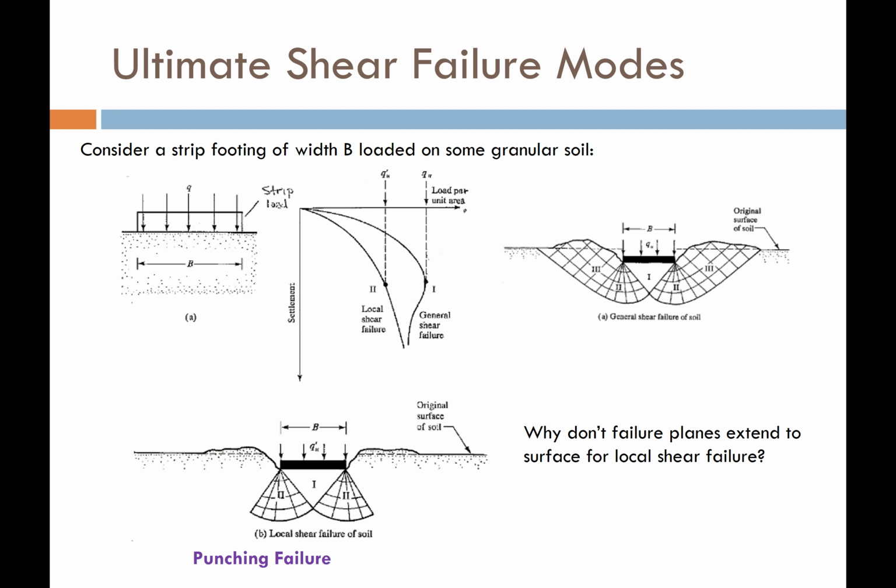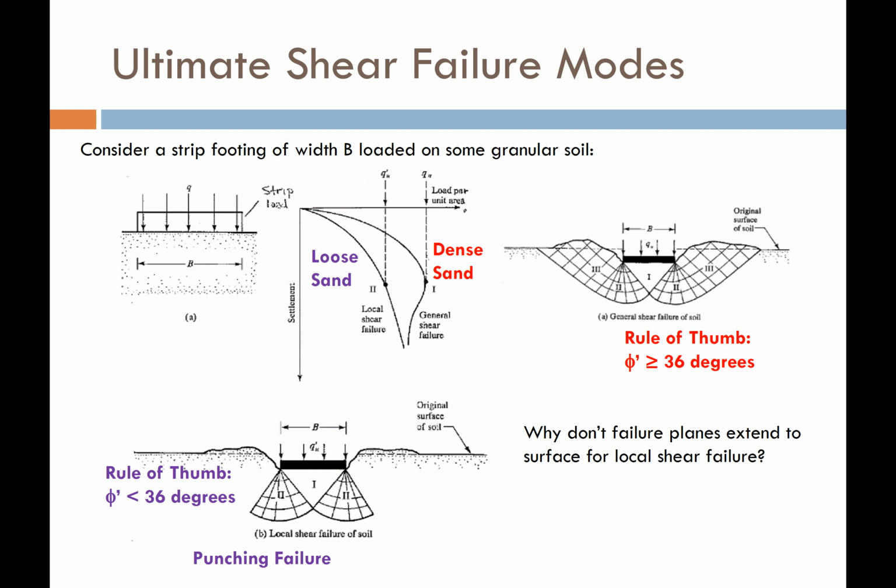This is called general shear failure, and this occurs when we have dense granular soils. The telltale sign of a general shear failure is that we get a rotational failure, where the failure plane extends all the way to the ground surface, and I get to see this nice heaving rotation, this nice big block, and my load will actually spin out.